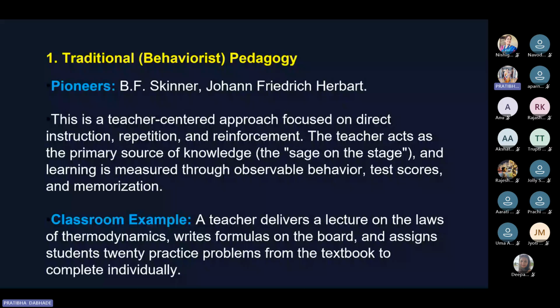So the main focus is given on memorization. One example is given over here. Suppose the teacher delivers a lecture on the laws of thermodynamics and explains it. See, when she is writing the formulas on the board, it's like a reinforcement.